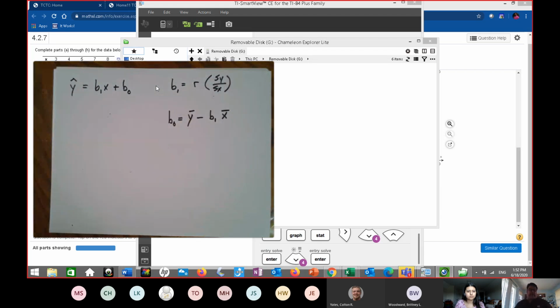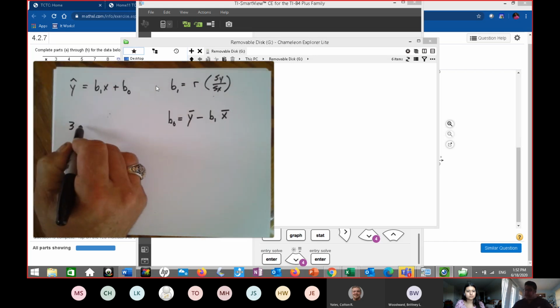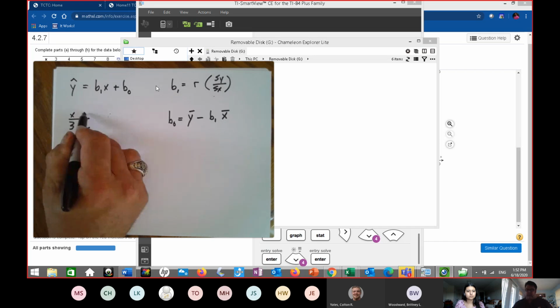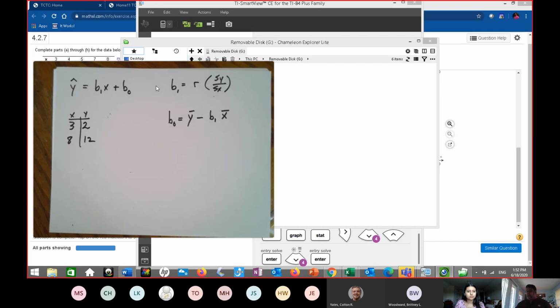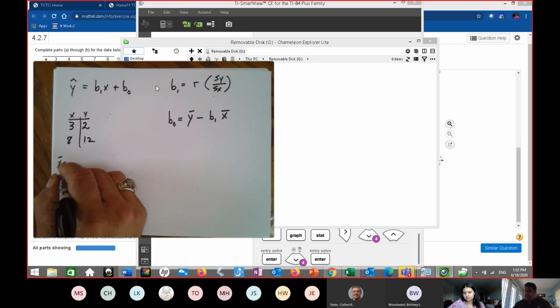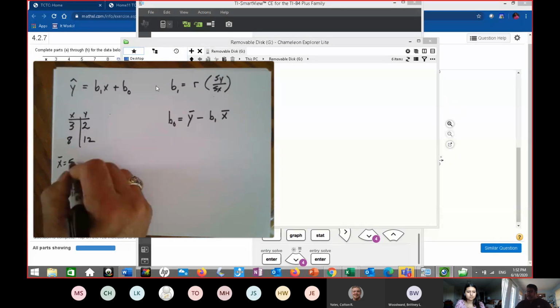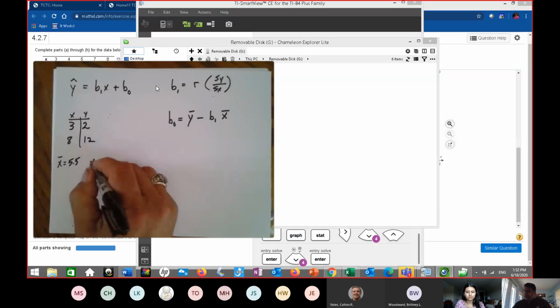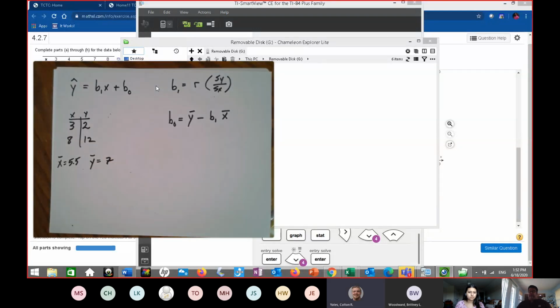And we've got 2 points, 3, 2, and 8, 12. Well, I can go ahead and do the average. X bar is going to be, what's 3 plus 8? 11. 11 divided by 2 is what? 5.5, Hubert. Y bar is equal to 14 divided by 2 is what? 7. Everybody with me? Yes, sir.